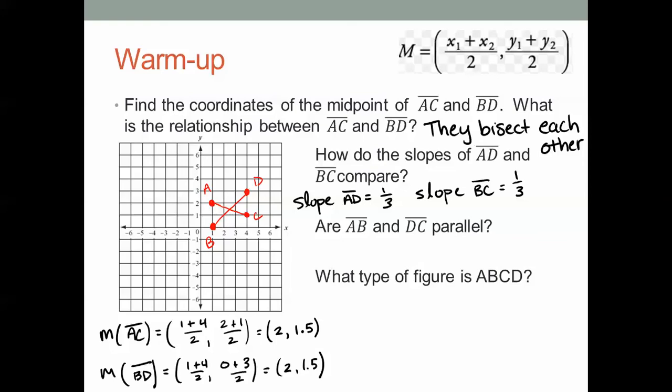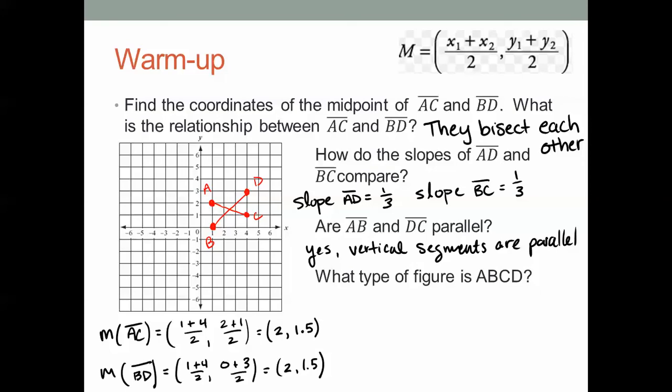Next question, what about the other pair of opposite sides, AB and DC? If we were to draw segments between those 2 points for each, would those be parallel? Well, AB, that's a vertical segment. DC, that's also a vertical segment. So yes, vertical segments are parallel.